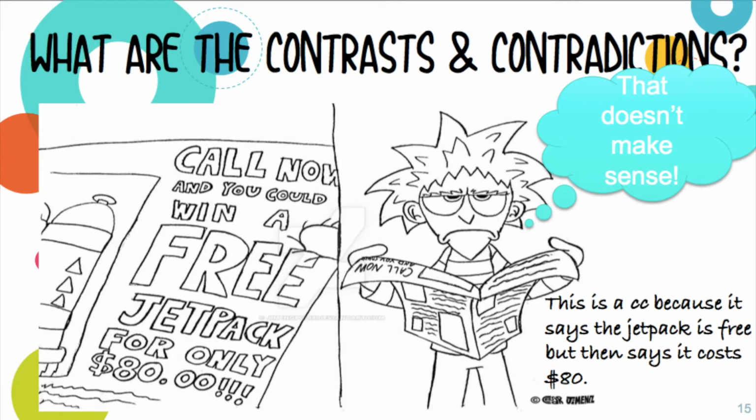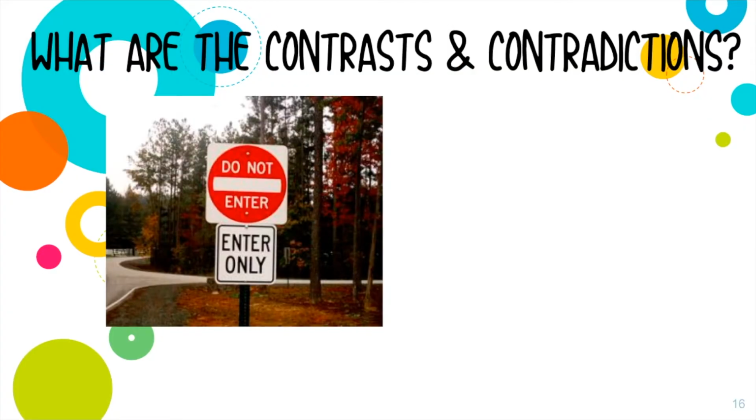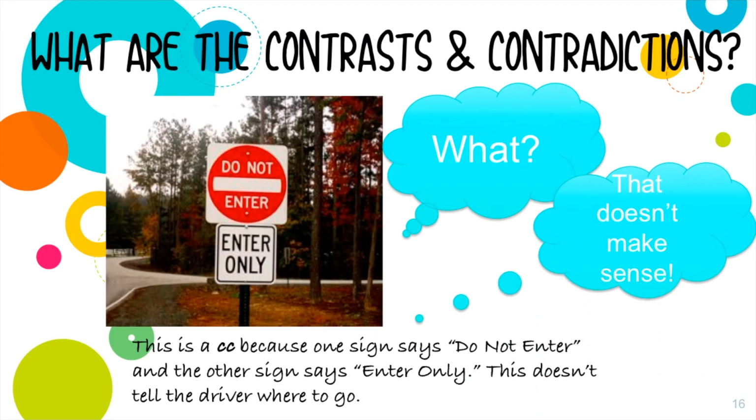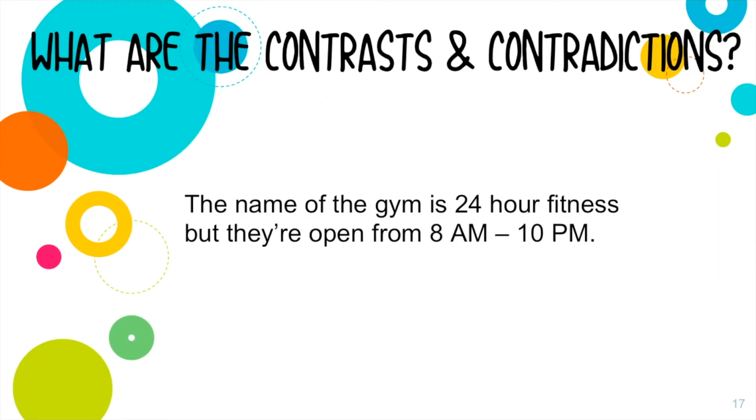Let's look at another example. We have a picture of a road and we have two signs on the road. Do not enter, enter only. That is very, very confusing. What? That does not make sense. This is a contrast and contradiction because one sign says do not enter and the other sign says enter only. This doesn't tell the driver where to go. This is extremely confusing.